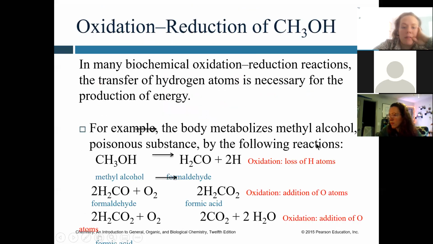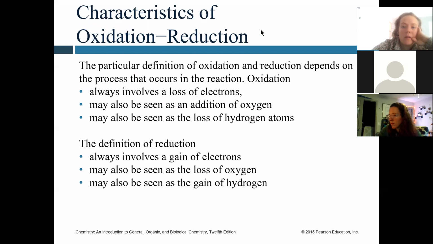Okay, we're not going to talk about that. Here's some things. The particular definition of oxidation and reduction does depend on the process, but oxidation in general always involves a loss of electrons. It may also be seen as an addition of oxygen. So sometimes instead of losing electrons, we're going to add oxygen, because the oxygen is greedy for electrons, so it'll pull in the electrons, or it could be the loss of hydrogen. This will happen in a more biochemical sense.